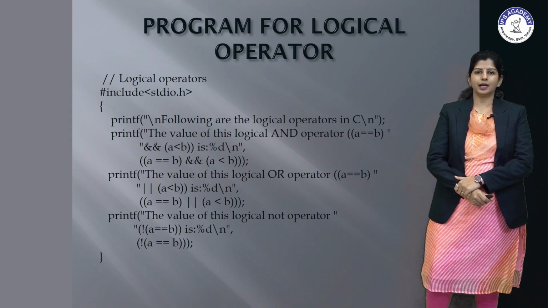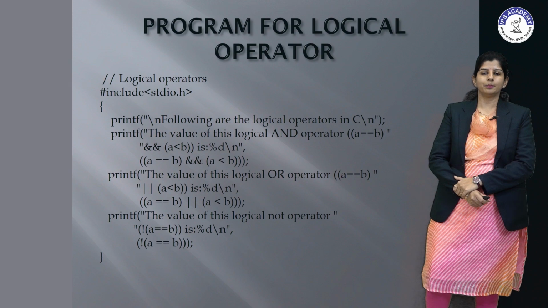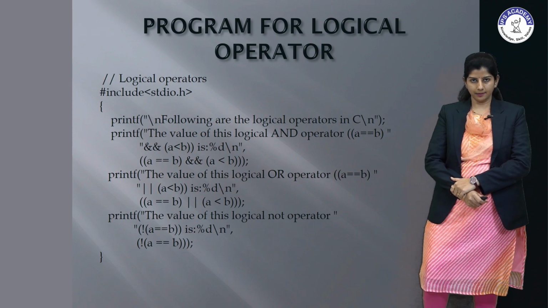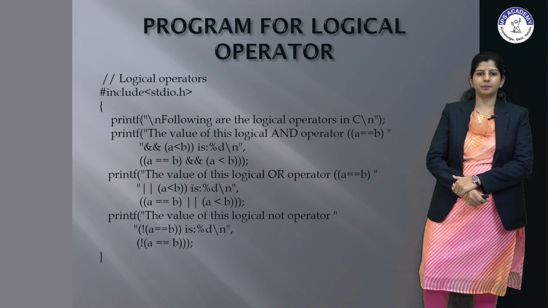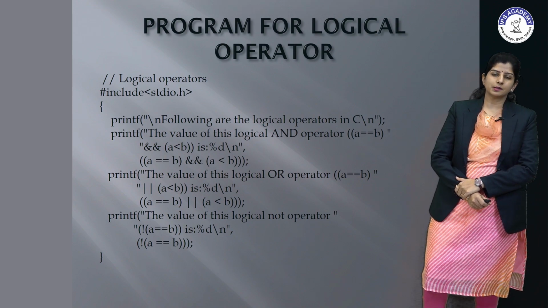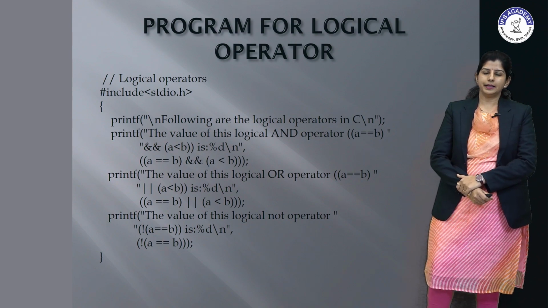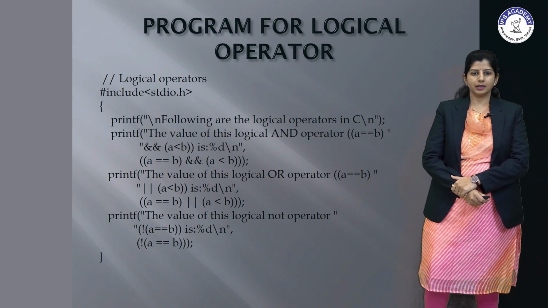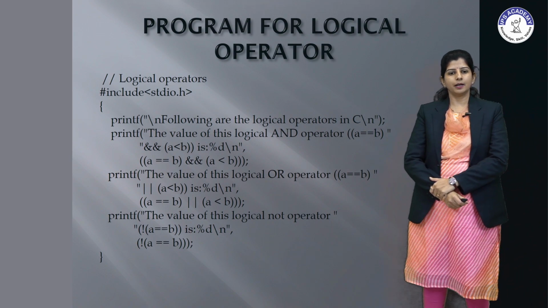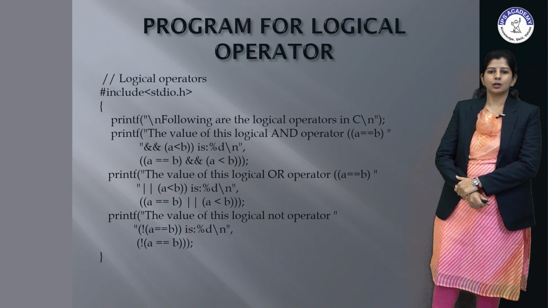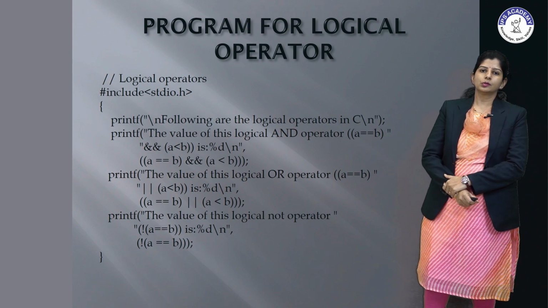If it is satisfied, then I am getting the answer with the help of the integer data type, that is format specifier %d, because the integer data type has the format specifier %d. If A is equal to B and A is less than B, then I am getting the answer. Next one, printf, the value of this logical operator with the use of OR.